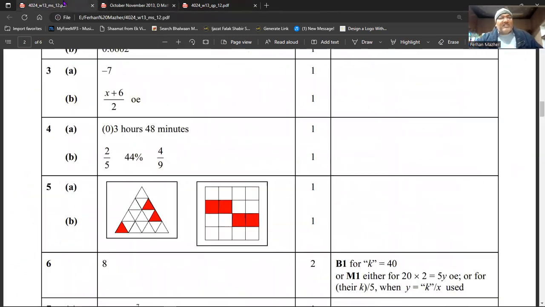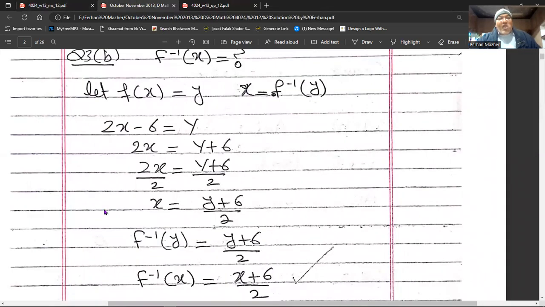Question number 3, B part, the solution is showing up. F inverse of x is x plus 6, the whole thing divided by 2. Our answer is right.